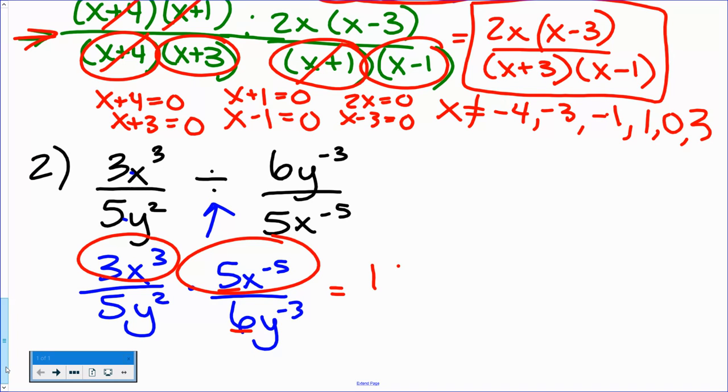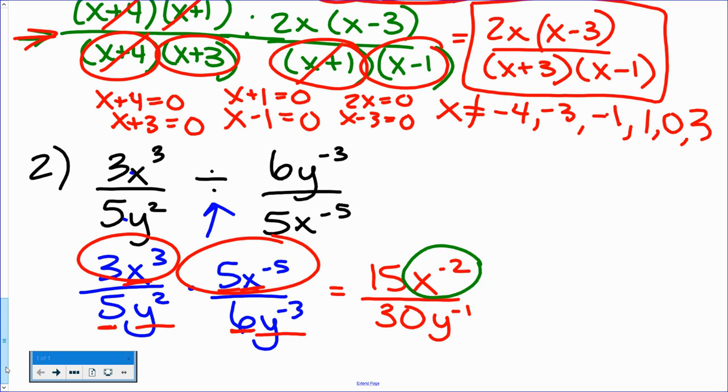3 times 5 would give me 15. These have the same base, so I can go ahead and add their exponents. So that would be x to the negative second. My denominator, I'm taking 5 times 6, so that would be 30. And then y squared times y to the negative third would be y to the negative first. Now if I were you, I would change x to the negative second to go to the bottom to become a positive exponent, and y to the negative first needs to go to the top to become a positive exponent. So I will have a y on top, and I will have x squared in the bottom.